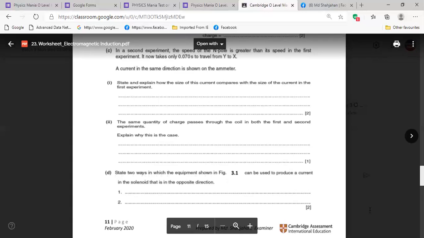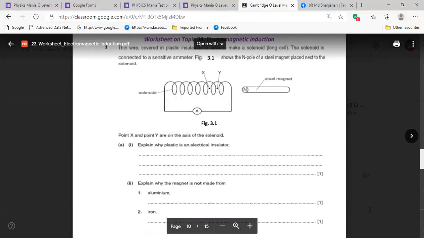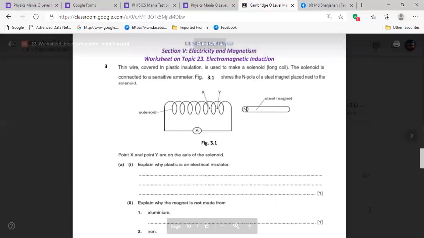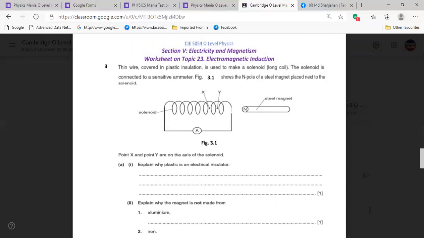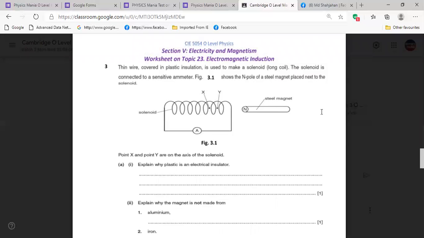Okay, D. State 2 ways in which the equipment shown in figure 3.1 can be used to produce the current in the solenoid that's in the opposite direction. So here is the diagram. If you want to get current in opposite direction, then, it was moved towards the coil. Now what you have to do, the North Pole should be taken away from the coil, right? If you are taking away, you will get opposite direction of the current, isn't it?